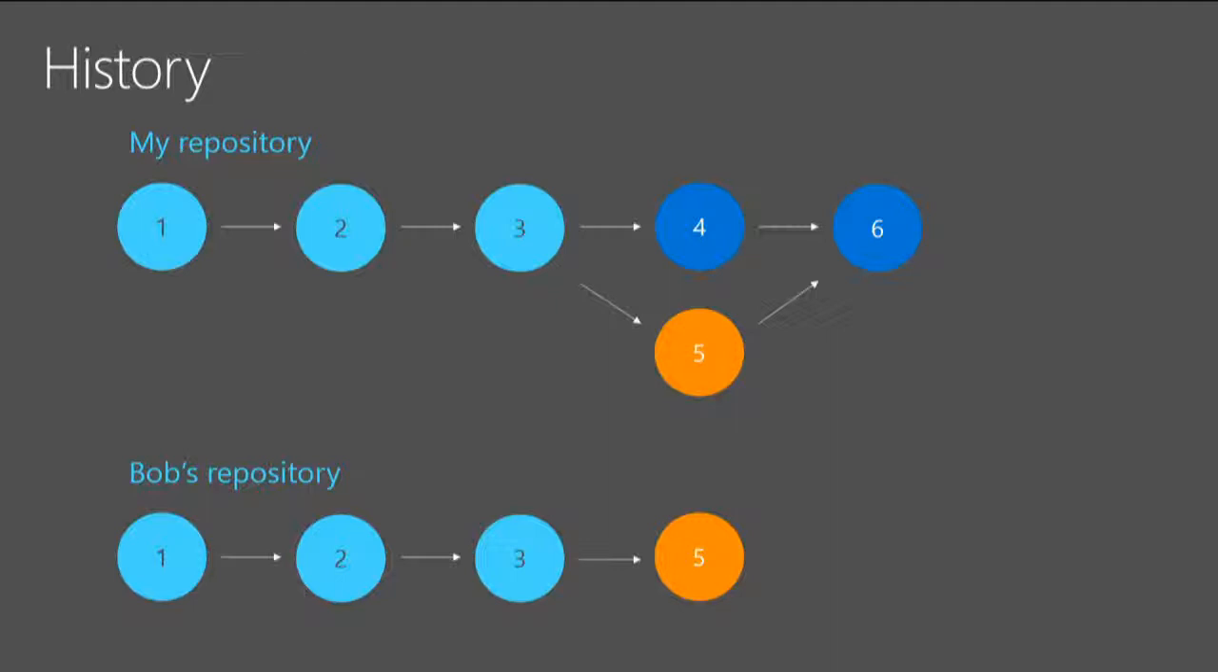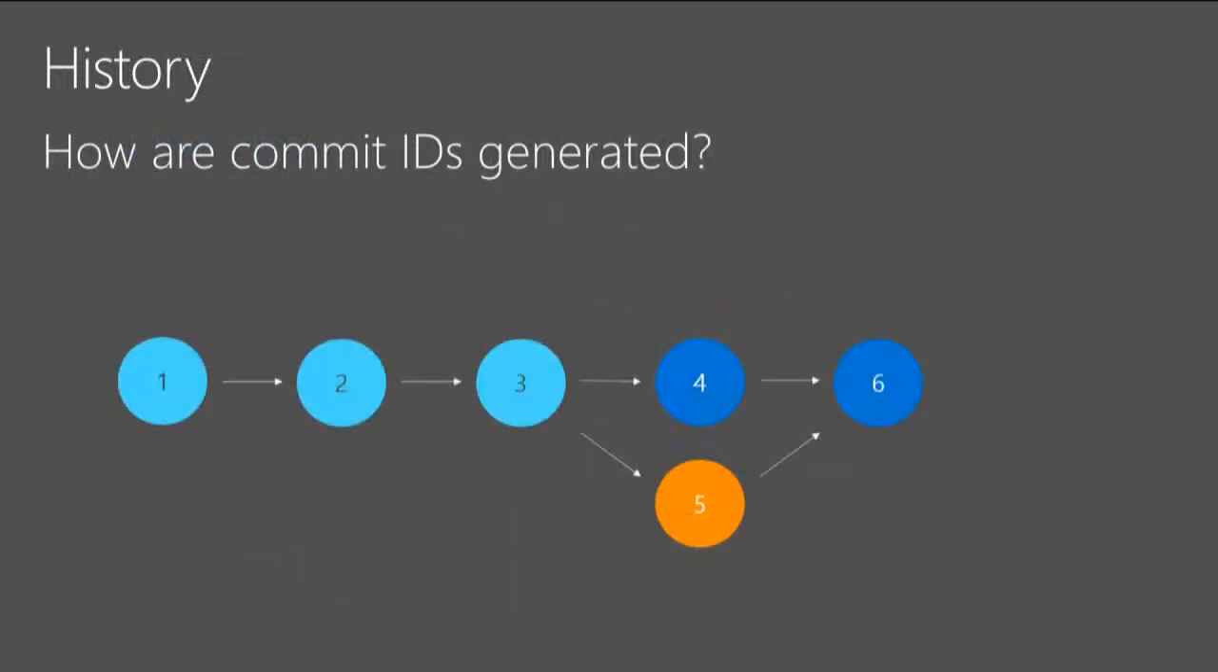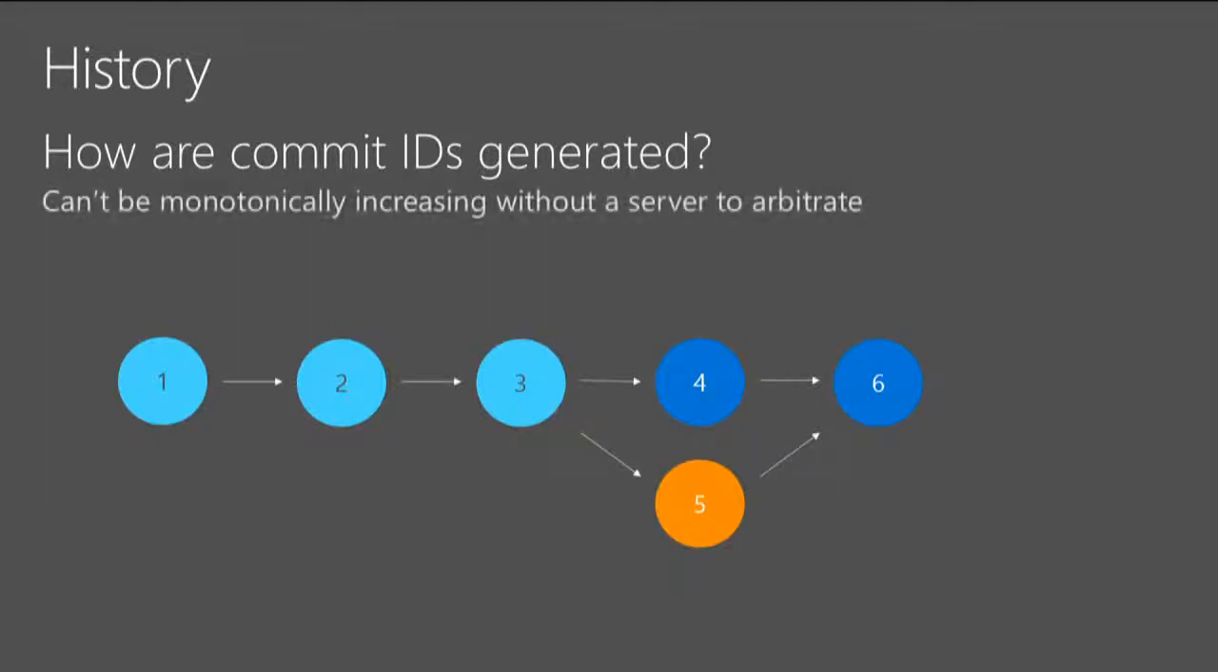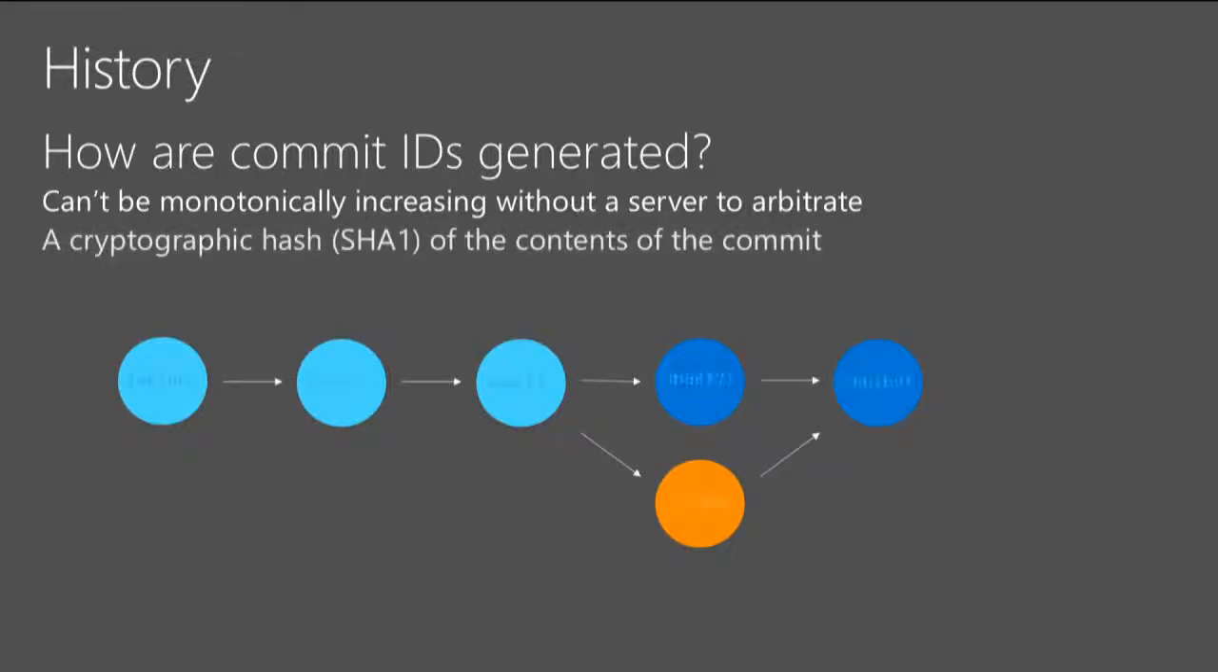Okay? I told you a little bit of a lie. Commit IDs aren't quite so simple as 1, 2, 3, 4, 5, 6. That's something that exists in TFVC. You have change set 1, then change set 2, then change set 3. The real problem here is that there's no server to tell you who gets change set 4, who gets change set 5. Right? The whole idea is that this is a distributed system where you don't need a server. So it's not quite that simple.